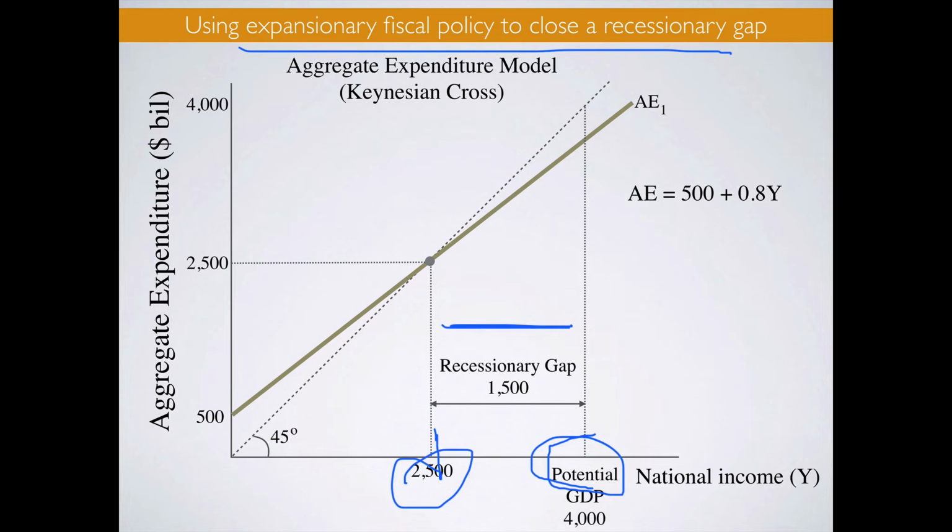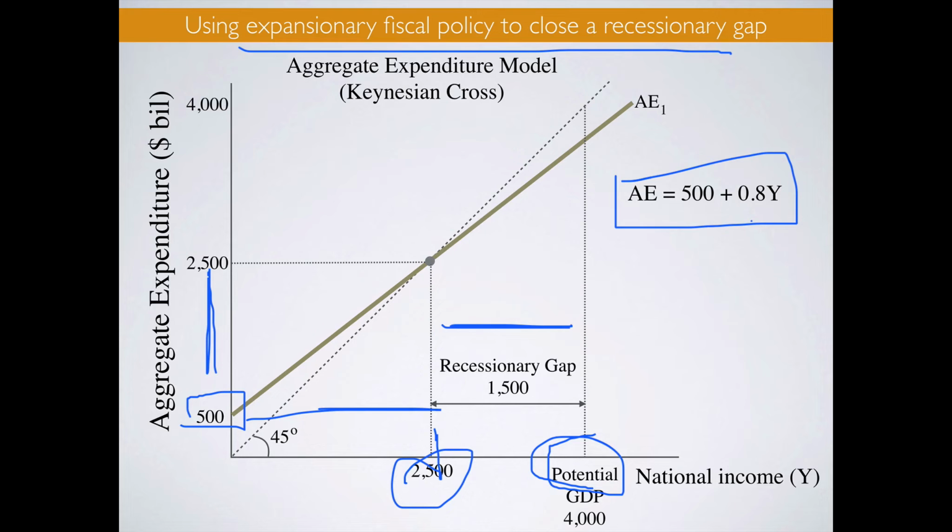Okay, so the next thing is what is our aggregate expenditure function? Now in this example, it's given to us. It's AE equals 500 plus 0.8Y. But if we didn't have that, we could see, okay, look, the intercept is 500. The slope of this, the rise over the run, 2,000 over 2,500, would give us a slope, in this case, of 0.8. All right.